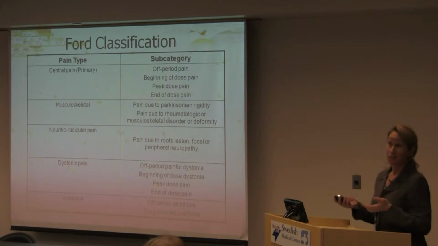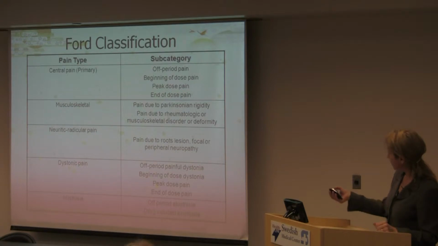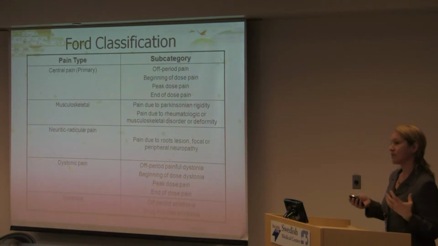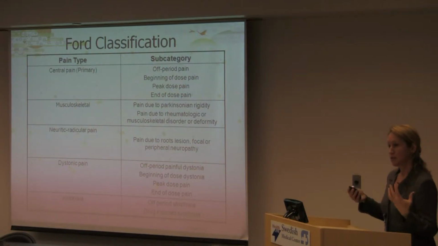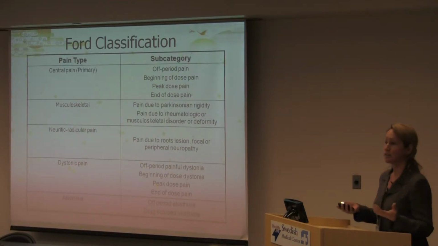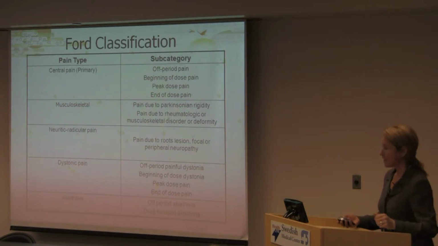There are many ways to look at pain and discuss it, but this is probably the most common classification system, the Ford classification. And so I want to explain a little bit about the terminology here first. So central pain or primary pain means it's related to the Parkinson's disease. It's part of the neurodegenerative process, and it just arises on its own because of what's happened in the nervous system. It's not a secondary phenomenon.